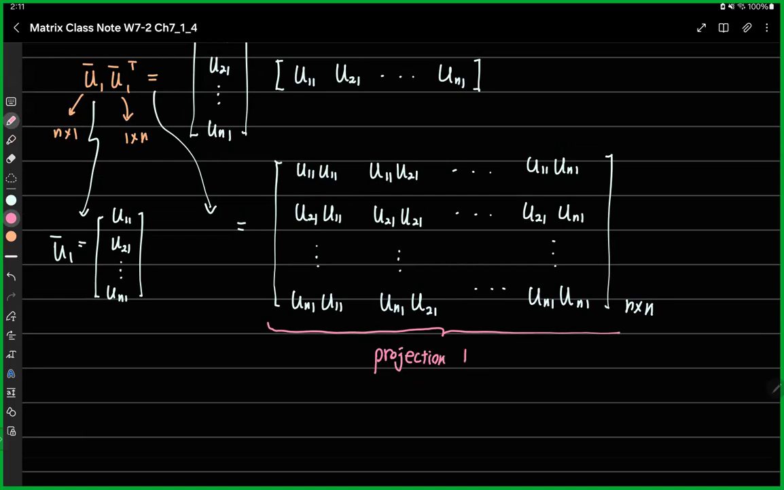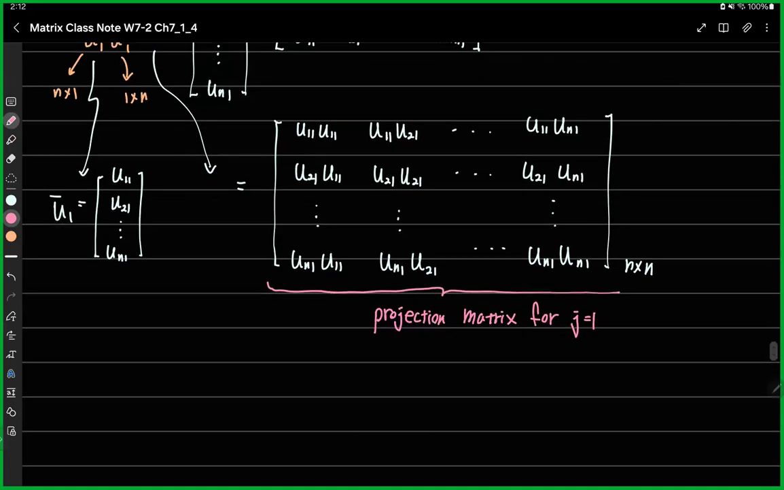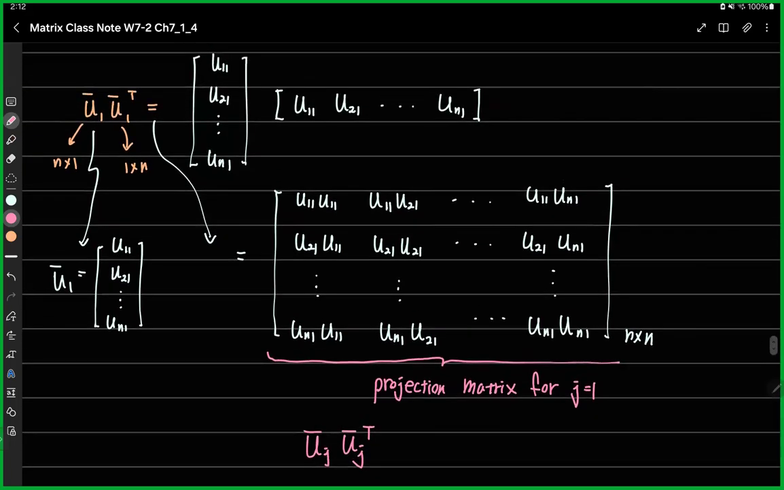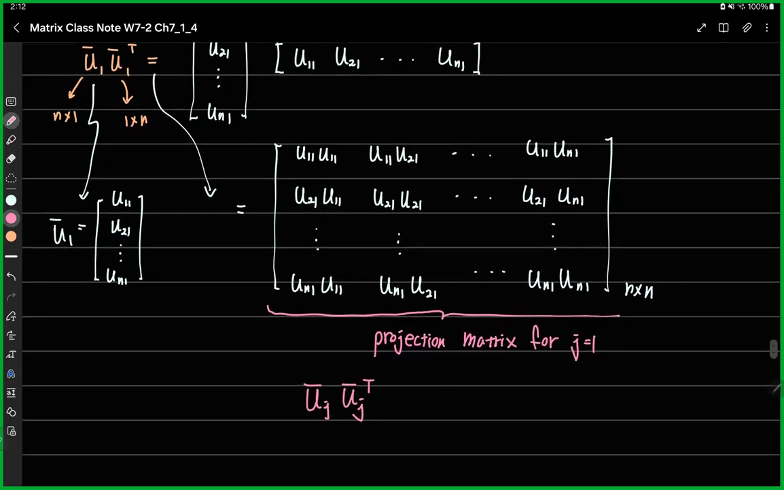The projection matrix? For i equals 1. I think we use j, right? j equals 1. So in general, u_j and then u_j transpose. Here, u is the what? u is the orthonormal, I mean, the normalized eigenvector of the symmetric matrix A, okay?